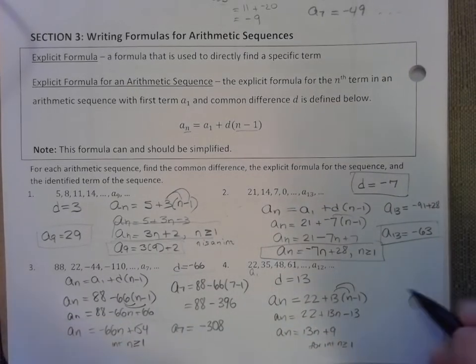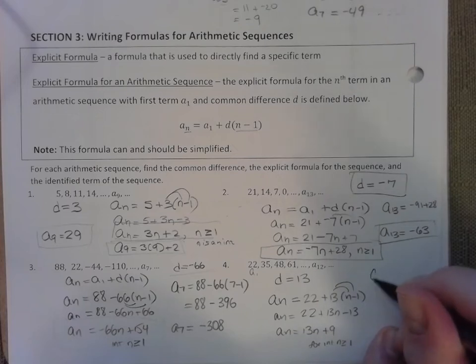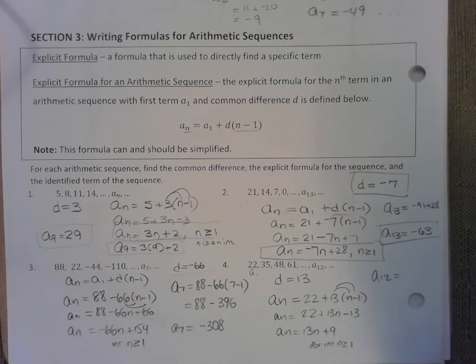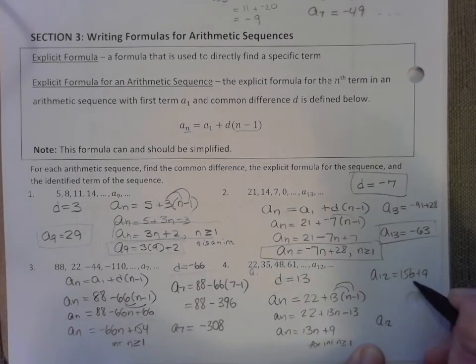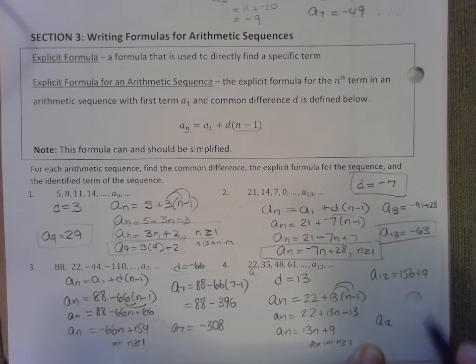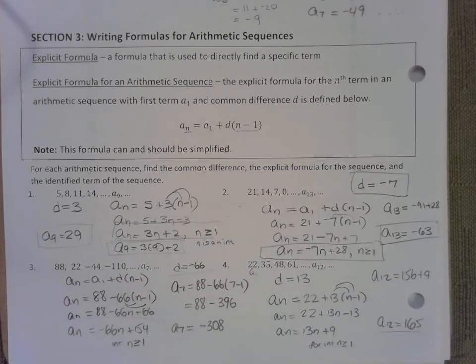Then it says find the 12th term. The value of my 12th term equals 13 times 12. 13 times 12 is 156. And then I'm going to add 9 to that. So let me run out of room here. So let's see, I'm going to add 10 and take away 1. So 165. This is the value of our 12th term. I'm going to pause this video for a second and move to the next page.